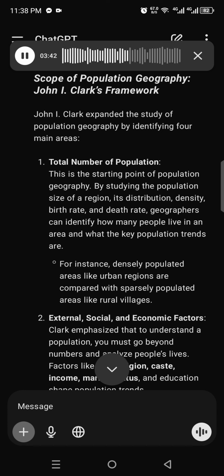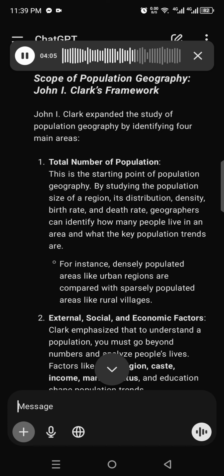2. External, social, and economic factors. Clark emphasized that to understand a population, you must go beyond numbers and analyze people's lives. Factors like age, religion, caste, income, marital status, and education shape population trends. Example: in countries with higher literacy rates, population growth is slower because people are more aware of family planning.